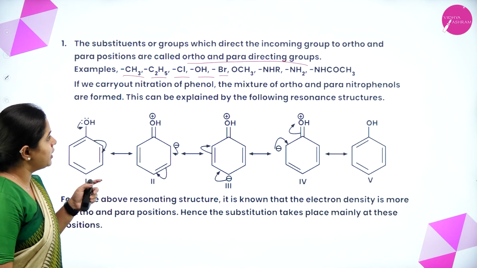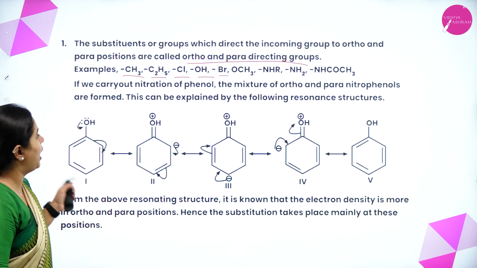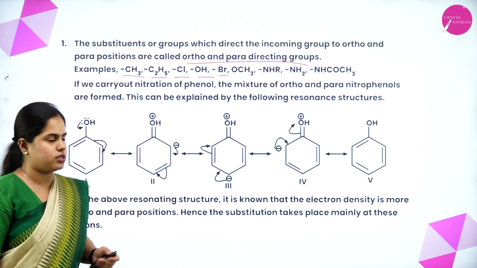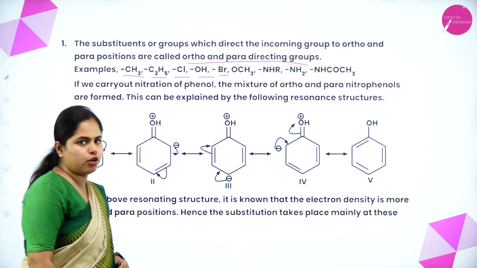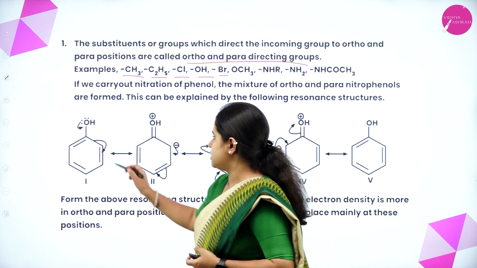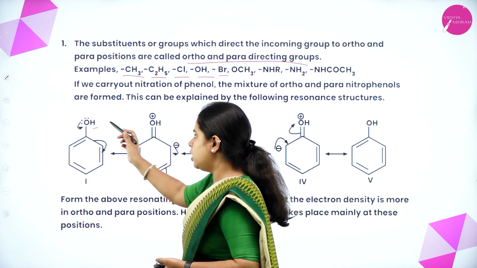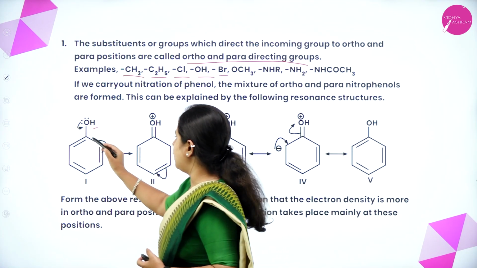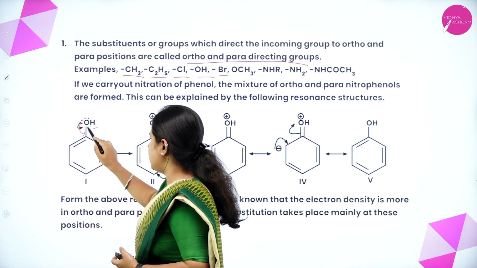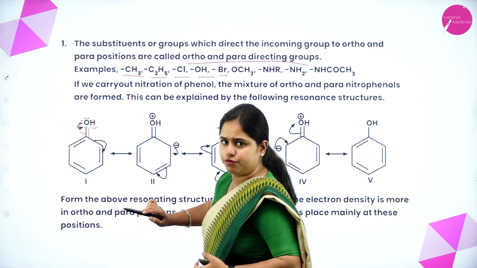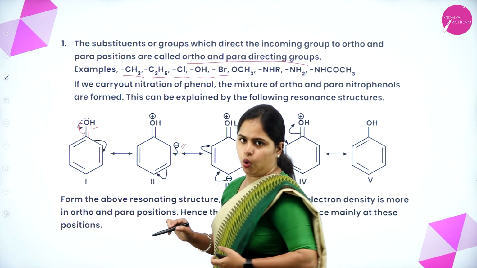If we carry out nitration of phenol, a mixture of ortho and para nitrophenols is formed, and this can be explained by the following resonating structures. Let's take the example of phenol. On phenol, it is the OH group, right? So oxygen will have lone pairs of electrons. Now it will undergo resonance. This lone pair of electrons will come here. You will get a double bond here, which you can see. What happens to the lone pair which has shifted here? It will come in the first ortho position.